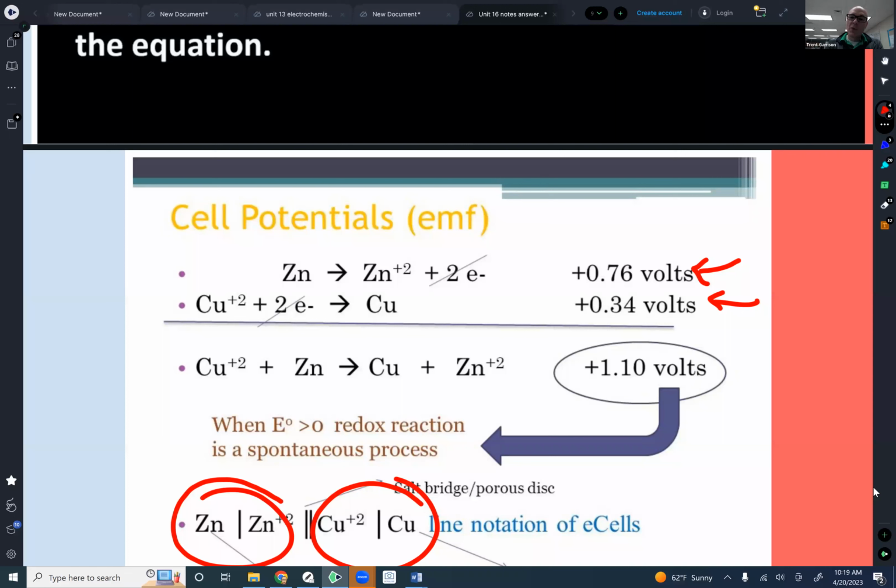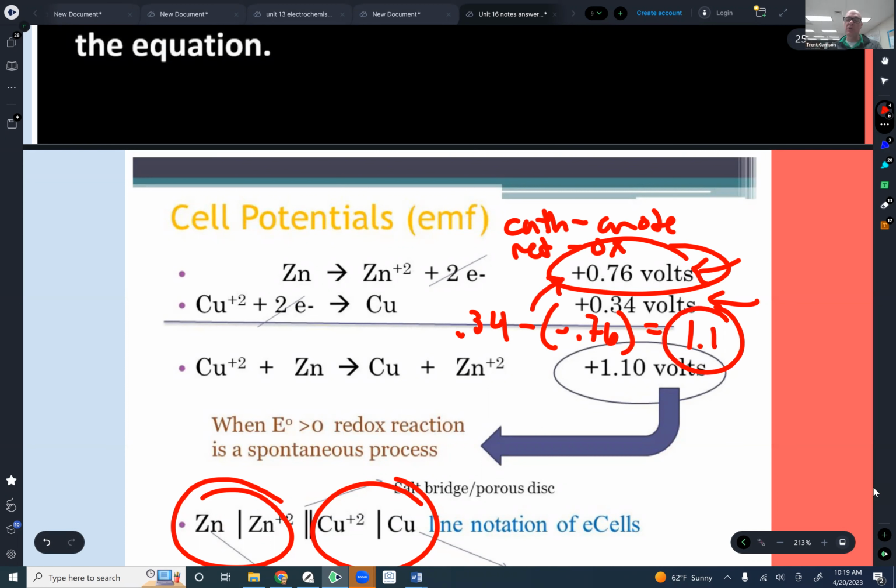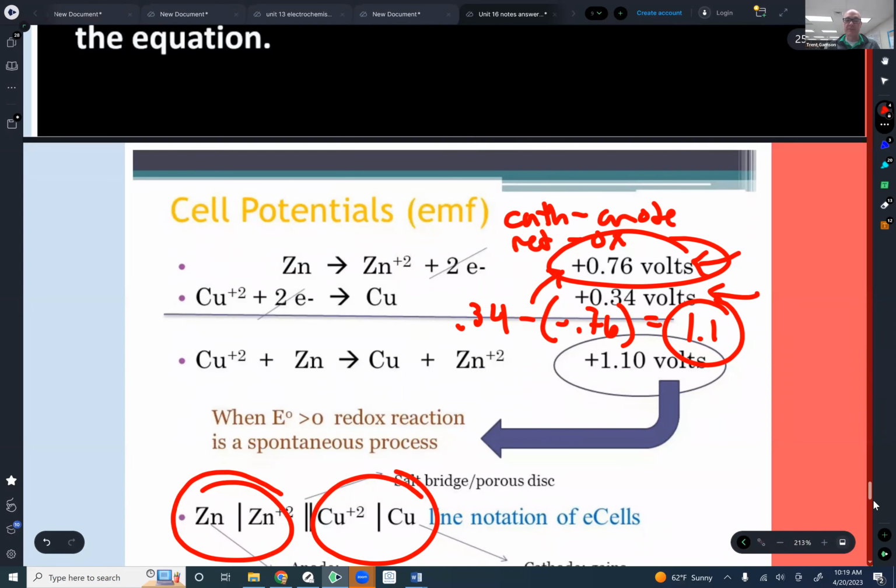Regardless, it's always going to be the cathode minus the anode, or it's going to be the reduction minus the oxidation, however you want to word that. So this value actually started out as negative. So it's 0.34 minus a negative 0.76. That's how they got it into a positive. However you get to it, notice that the value is a positive value. So that means that this battery will produce 1.1 volts of energy.